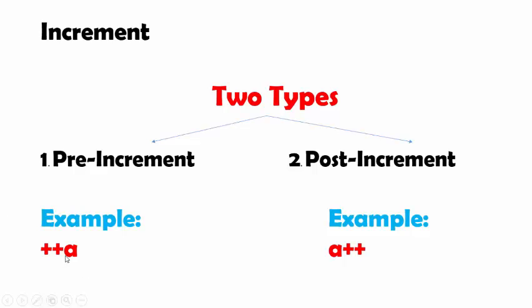Here in this case, a is a variable and the plus plus sign is placed before this a. Post-increment is nothing but placing the plus plus sign after the variable. Here, a is a variable and the plus plus sign is placed after this a. This is only the visual difference, but the logical difference is something different.